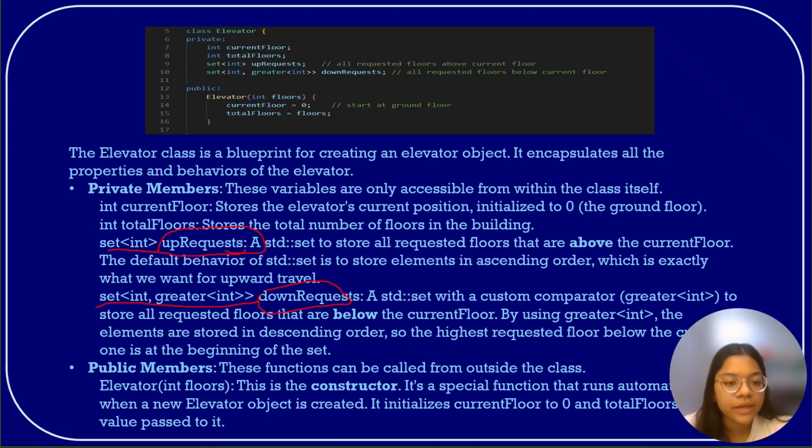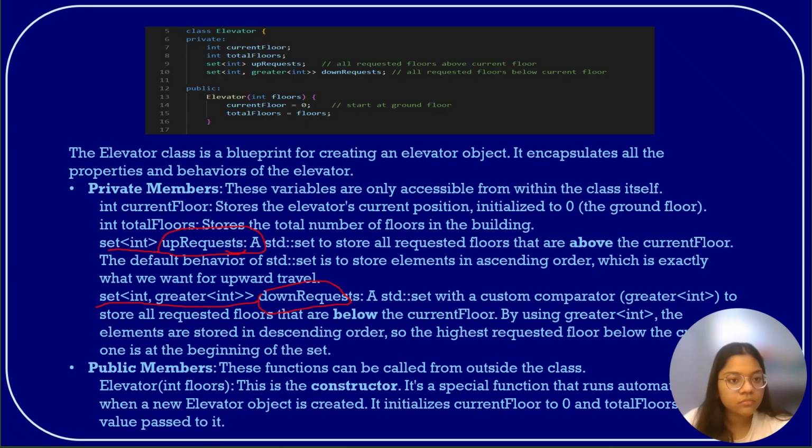Greater<int> is a custom comparator which is used to store all the requested floors below the current floor in descending order, so that when the elevator goes in downward motion, it always addresses the highest number floor first, right?